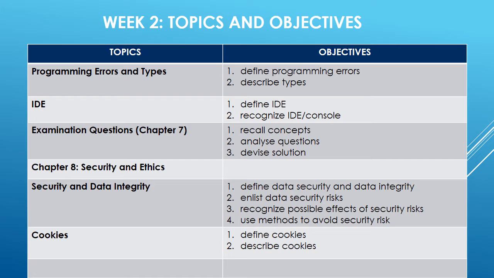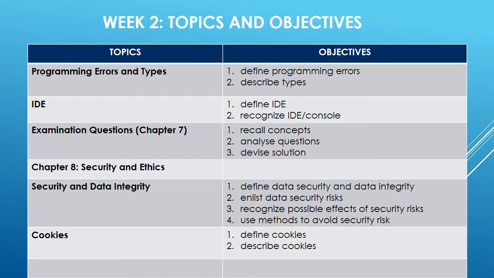By the end of this topic, you will be able to define the term data security and the term data integrity. You'll also be able to list all the security risks that are a threat to data security or data integrity. Then you will be able to recognize all the possible effects of security risks and you will be using methods to avoid those security risks. In the end, we will discuss cookies and you will be able to define and describe cookies.